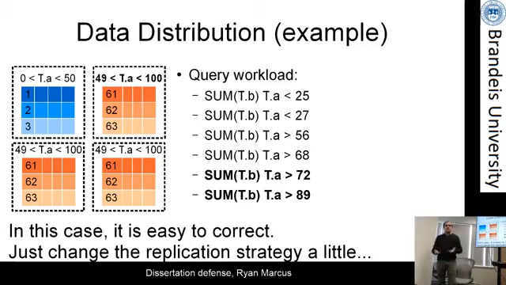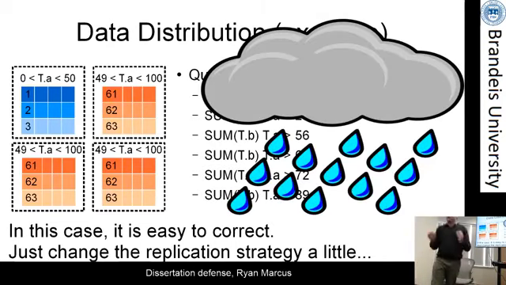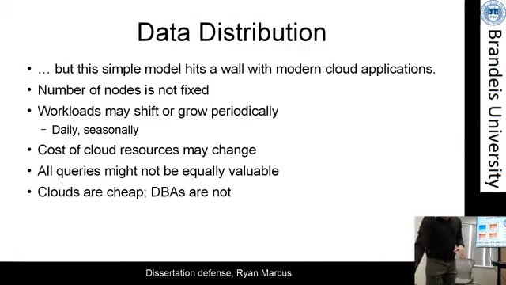So this doesn't seem like a huge problem until you think about the cloud. And the cloud, unfortunately, really rains on this parade. When we say this model hits a wall when it comes to modern cloud computing, what we mean is that the cloud introduces a lot of complexities that these traditional approaches aren't able to deal with.